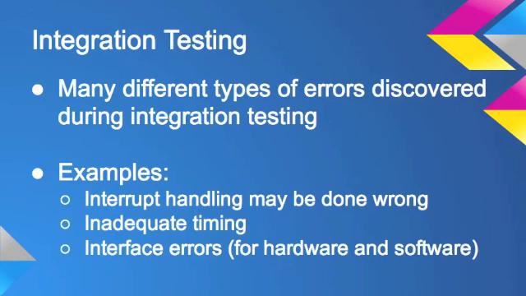Another important step in verification and validation is integration testing, especially for embedded systems, because you have to integrate the software and the hardware. There are many different types of errors discovered during integration testing. For example, wrong interrupt handling, inadequate timing, or interface errors for hardware and software.